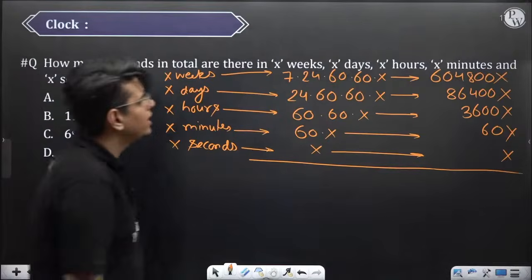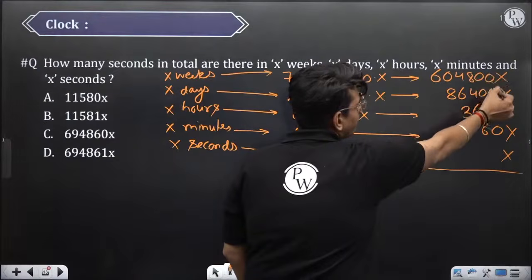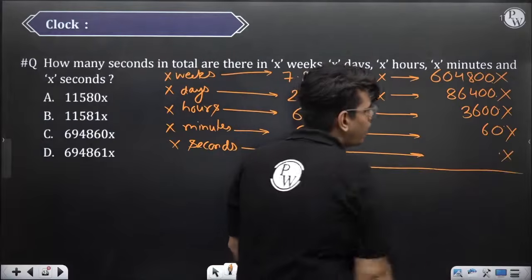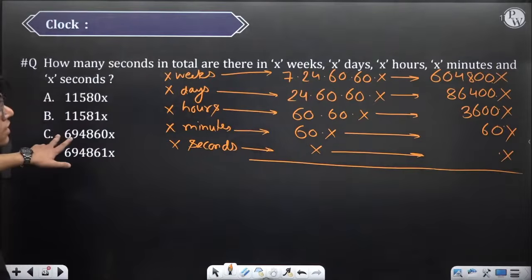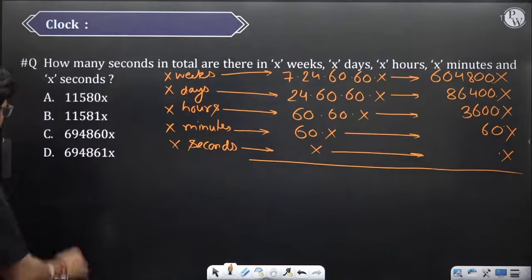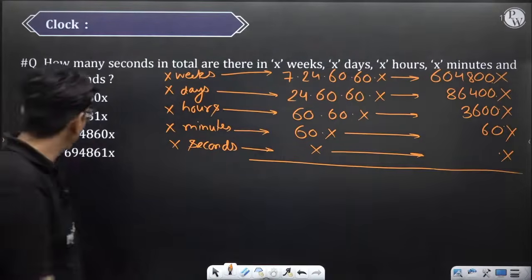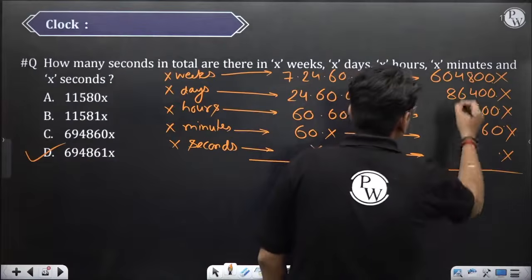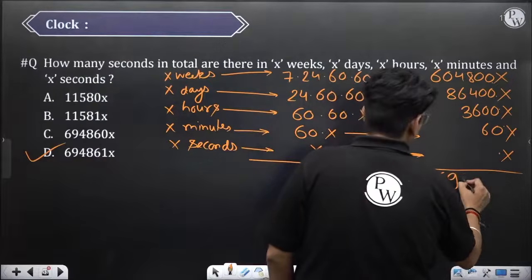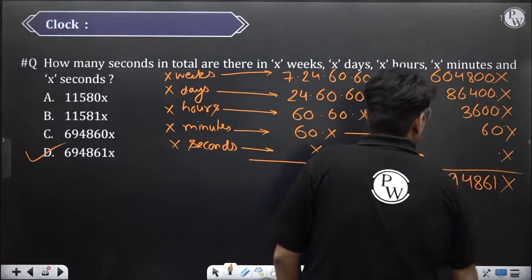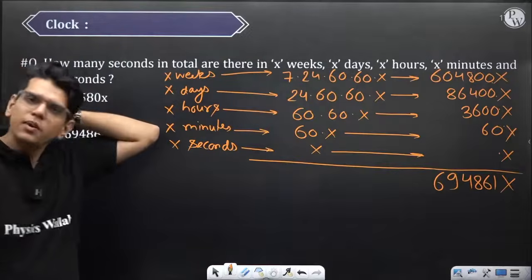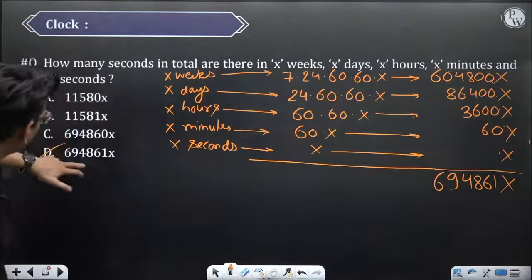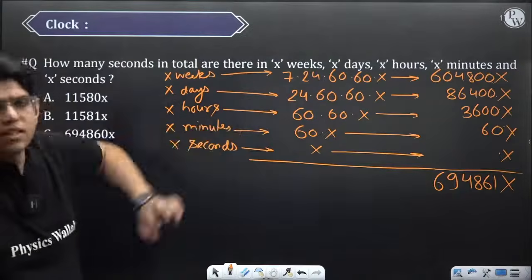See, these are all even values, and we will add an odd value in the end. There are only two values which are greater than 6 lakh, these and these, but we will get an odd value. So this will be our answer. The sum will be 6. You can also add these values, 694861X, but you can directly apply the logic that we are adding one extra, and it will make the sum odd, and we only have one odd which is greater than 6 lakh.